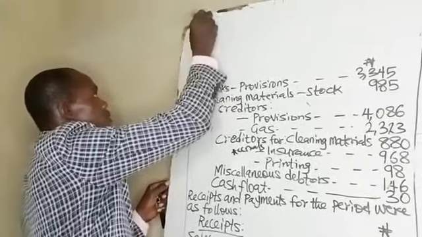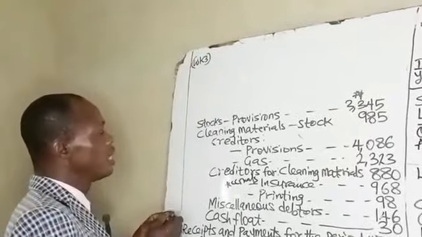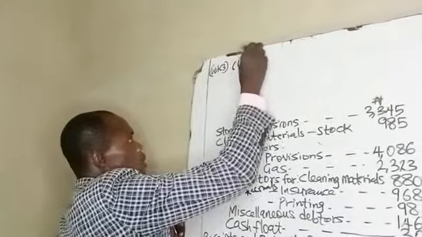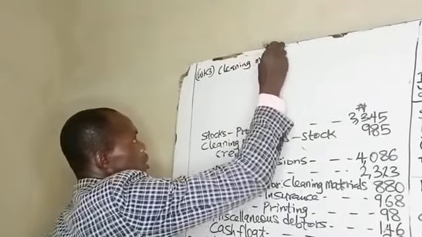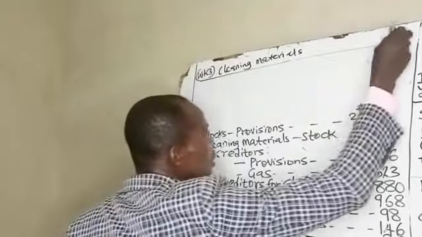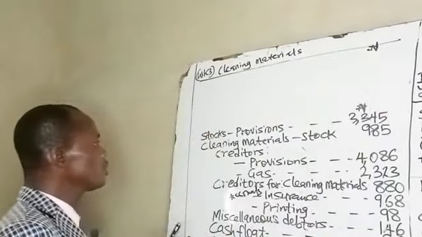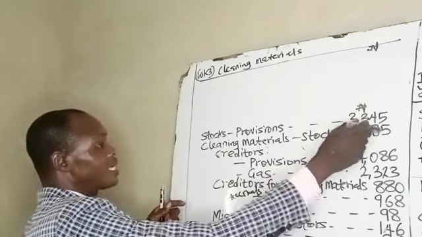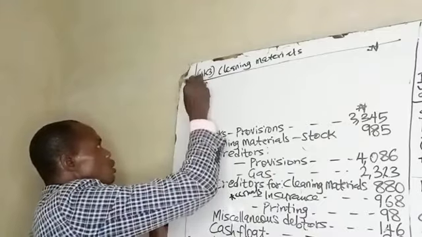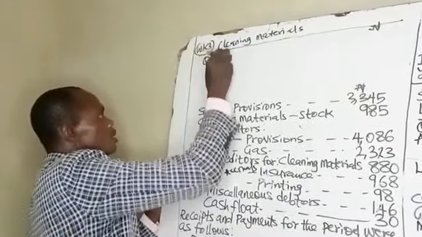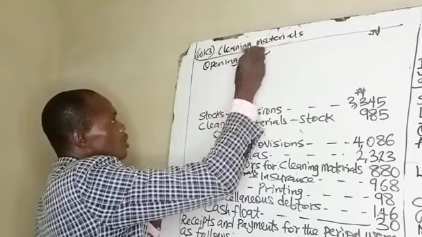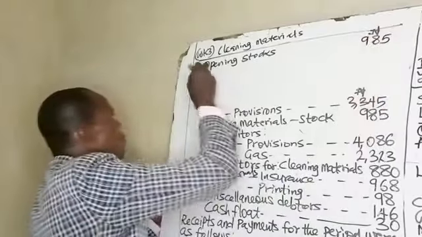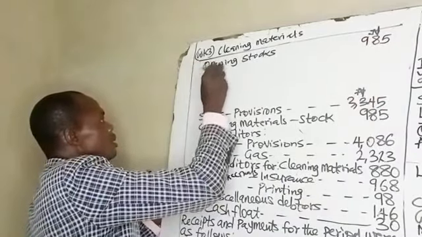Working number 3. You have the cleaning materials. You are given cleaning material stocks. That is 985. That is opening stocks, 985. Then purchases of cleaning materials.